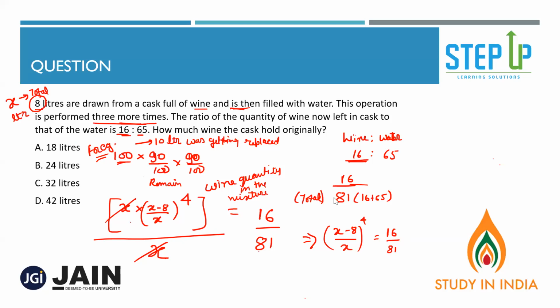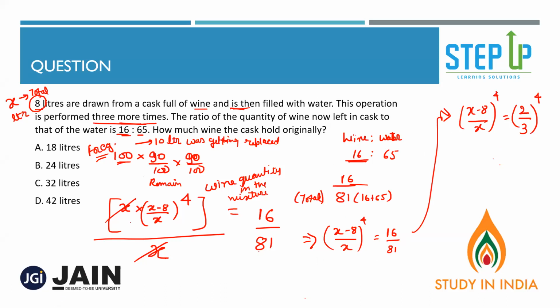Now I can make it simpler because 16 by 81 is nothing but I can rewrite it here. (X minus 8 by X) whole to the power 4 is equal to, this I can write as (2 by 3) whole to the power 4. 2 to the power 4 is 16. How come X in the denominator? Because I'm comparing it with total, Bhupen. Like my this 81, right?